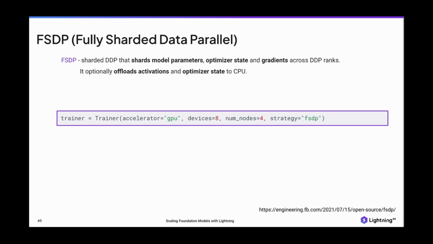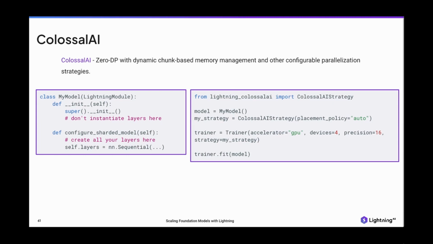All right. This is FSDP, which comes with PyTorch. You can use it using just FSDP. It's a sharded DP that shards everything. Of course, it's configurable the same way, and it optionally offloads activations and optimizer state. So they're similar technologies, and you can just try them out and see what fits your use case better.